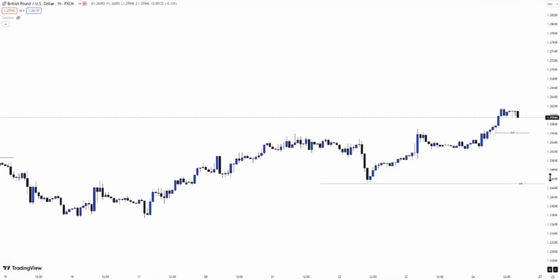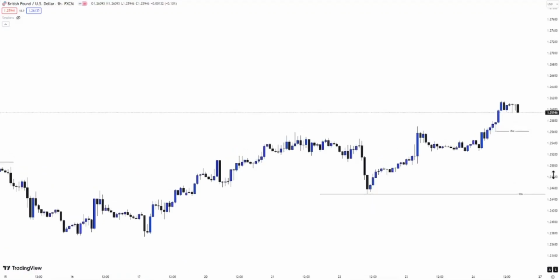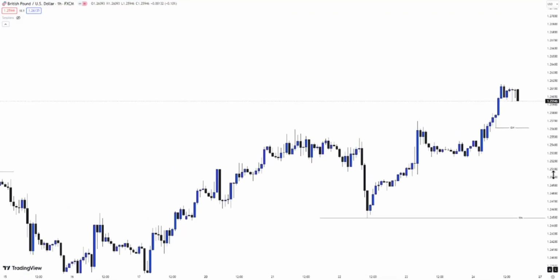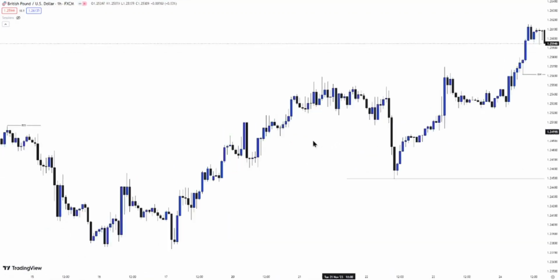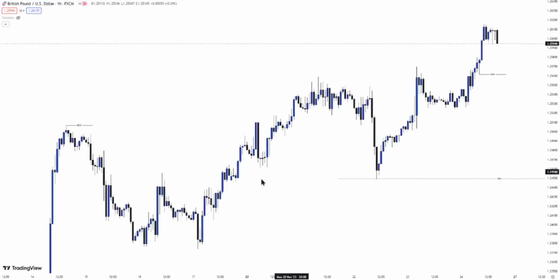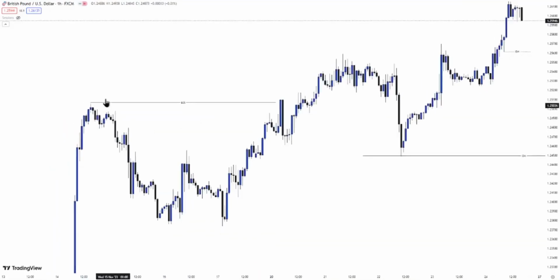Now, as you can see on the 1 hour time frame of GBP USD, let's look at the structure of the market here. As you can see, price has taken out this structure high here. Okay, it's taking out this structure high here, and price closed above it. All right, so this is our valid high.